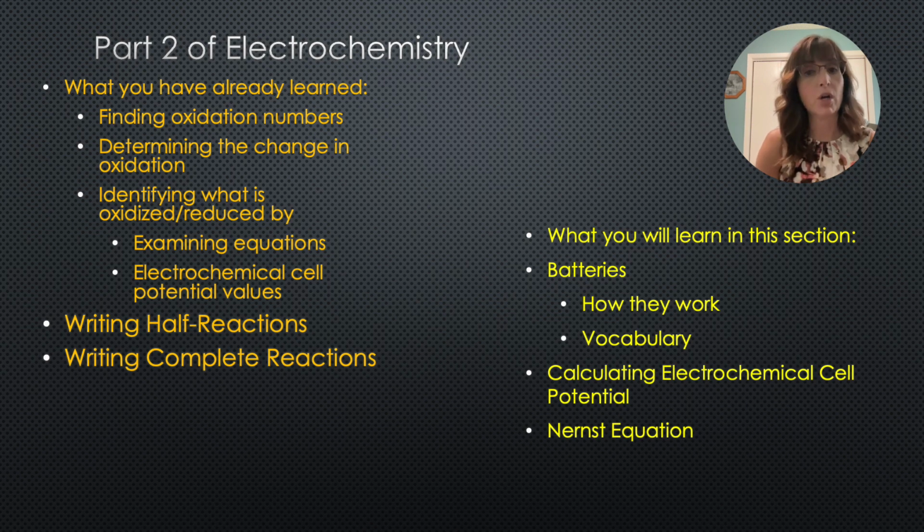Next, in part 2 of electrochemistry, we're going to dive more into the voltaic cells, the batteries. What are they composed of? How do they work? What's the vocabulary surrounding batteries? We're going to look at calculating electrochemical cell potential. I promise you, it's easy. And then we're going to look at the Nernst equation, which will allow us to determine electrochemical cell potential when we do not have standard conditions.